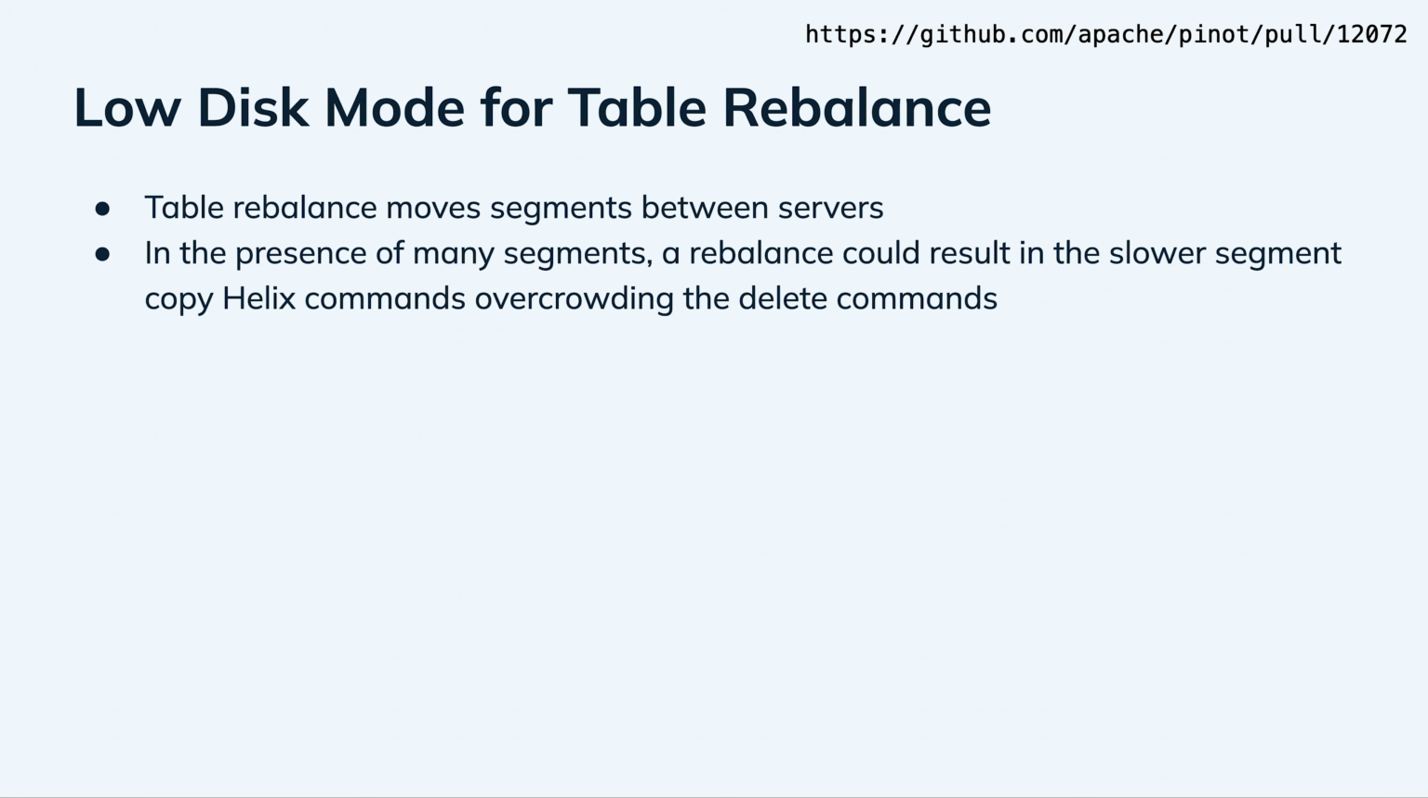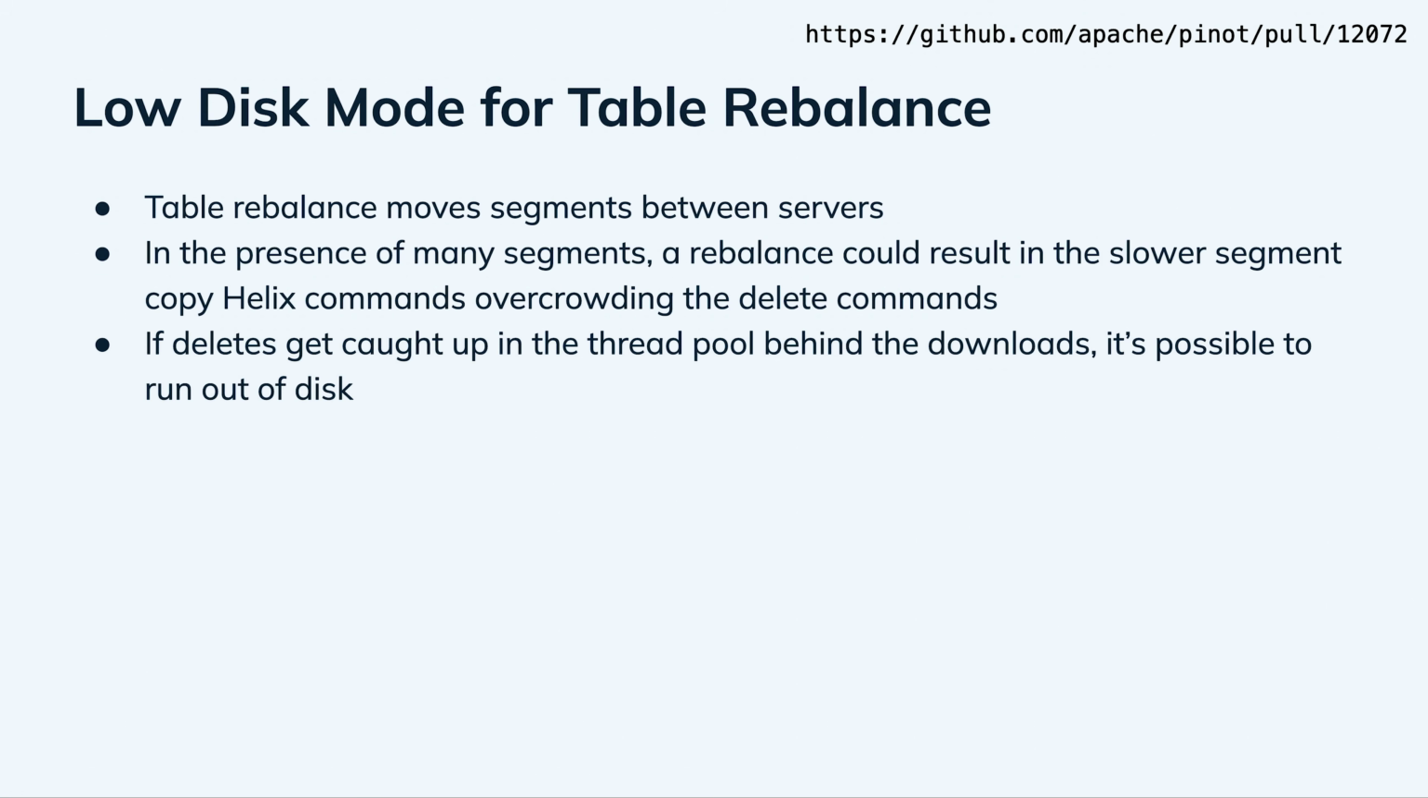Now, it's possible that because the downloads take longer, an internal thread pool gets stuck waiting for those downloads to complete, and the deletes that have been issued, we don't get to those in time. And so we're downloading all this new stuff. We would have deleted segments to make space on disk, but we haven't got to it yet because of the way the operations get serialized and the way the thread pool got tied up. And that's bad, because then you run out of disk and that's a pretty catastrophic failure.